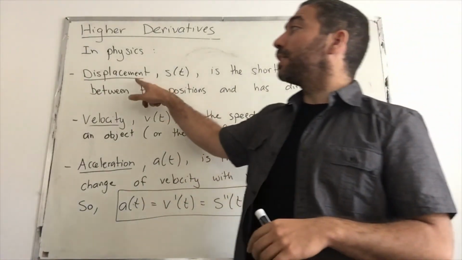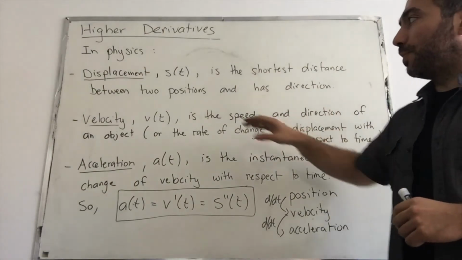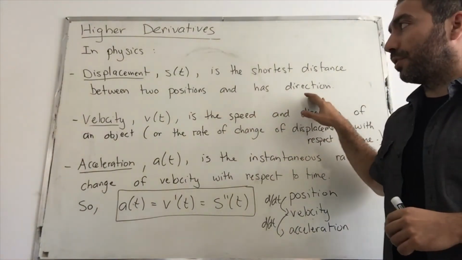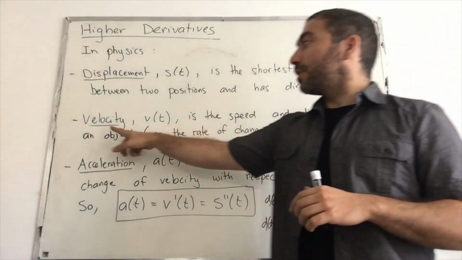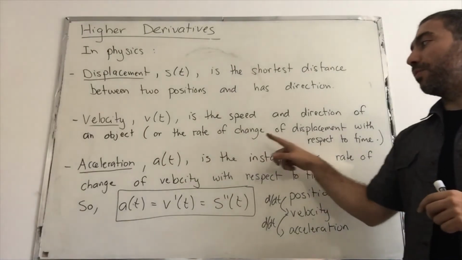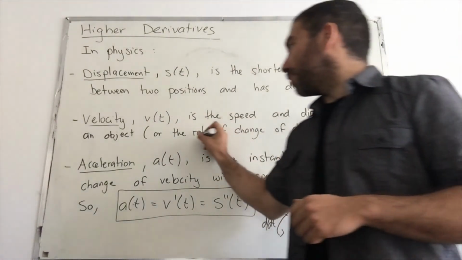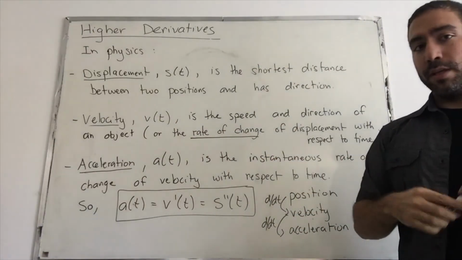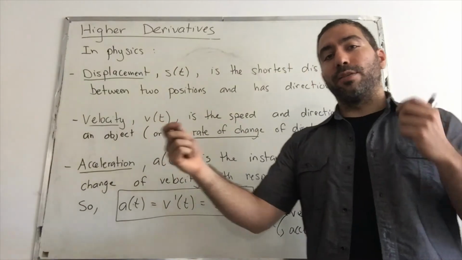Okay, so in physics, displacement, which we'll denote as s of t, is the shortest distance between two positions and has a direction. So you move from point A to point B, that's your displacement. Velocity, v of t, is the speed and direction of an object, or we could also call it the rate of change of displacement with respect to time. So it's important that in math we're using this term rate of change. It's the rate at which we're changing. So essentially, how fast did you go from point A to point B?